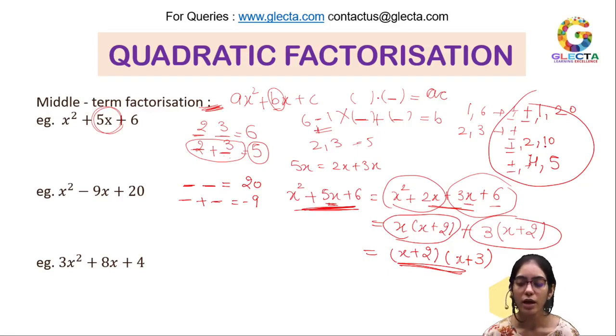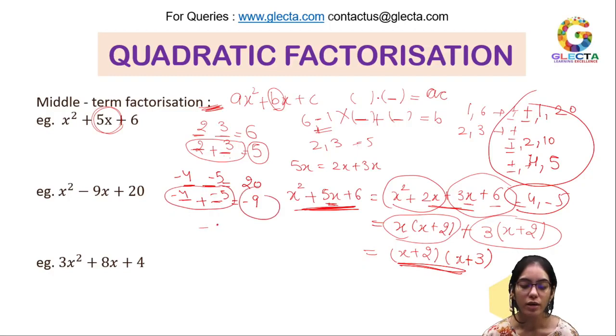2 and 10, again 12 or 8 or minus 8. 4 and 5, we can have minus 4 and minus 5. Their sum will result in minus 9. So yes, minus 4, minus 5. Product is 20 and their sum is minus 9. So the numbers are minus 4 and minus 5.